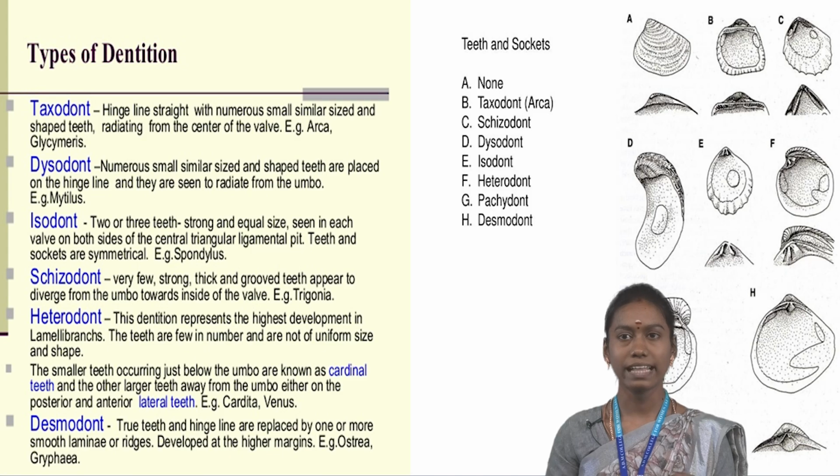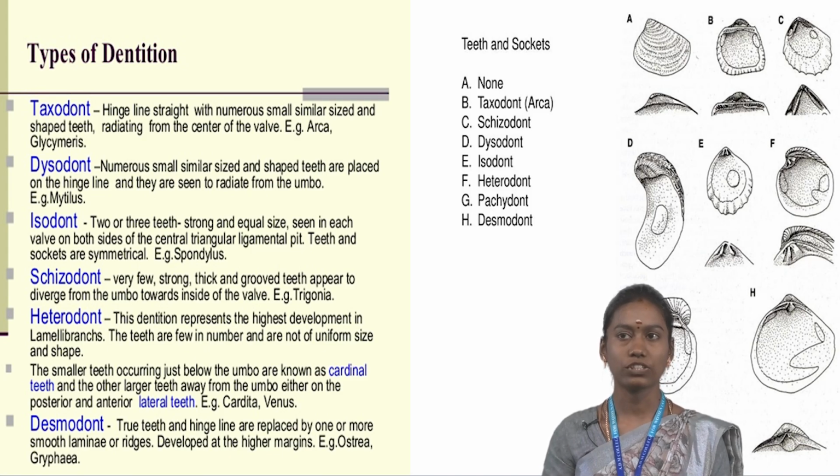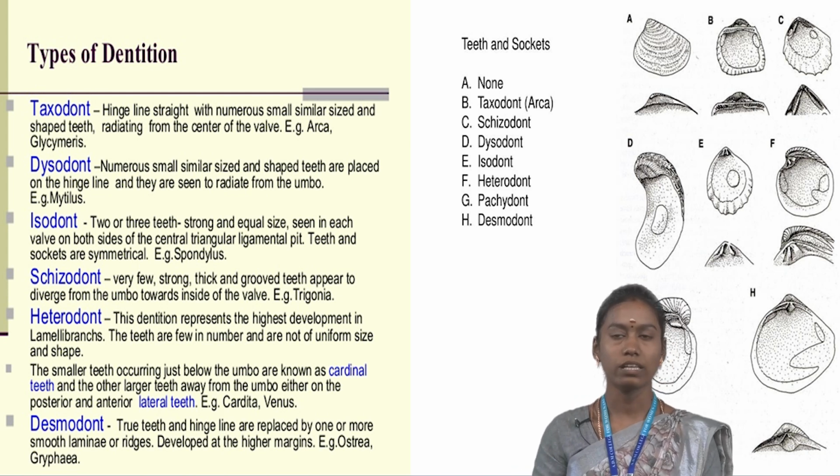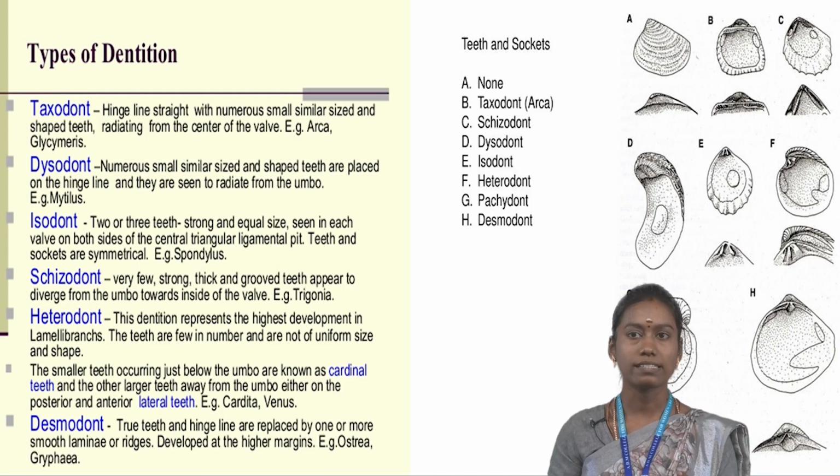Okay. Then under the hingement only, we can see the types of dentition based on the arrangement of teeth. Based on the arrangement of teeth in the fossils, we are classifying it into several types. In that, the first one is taxodont.